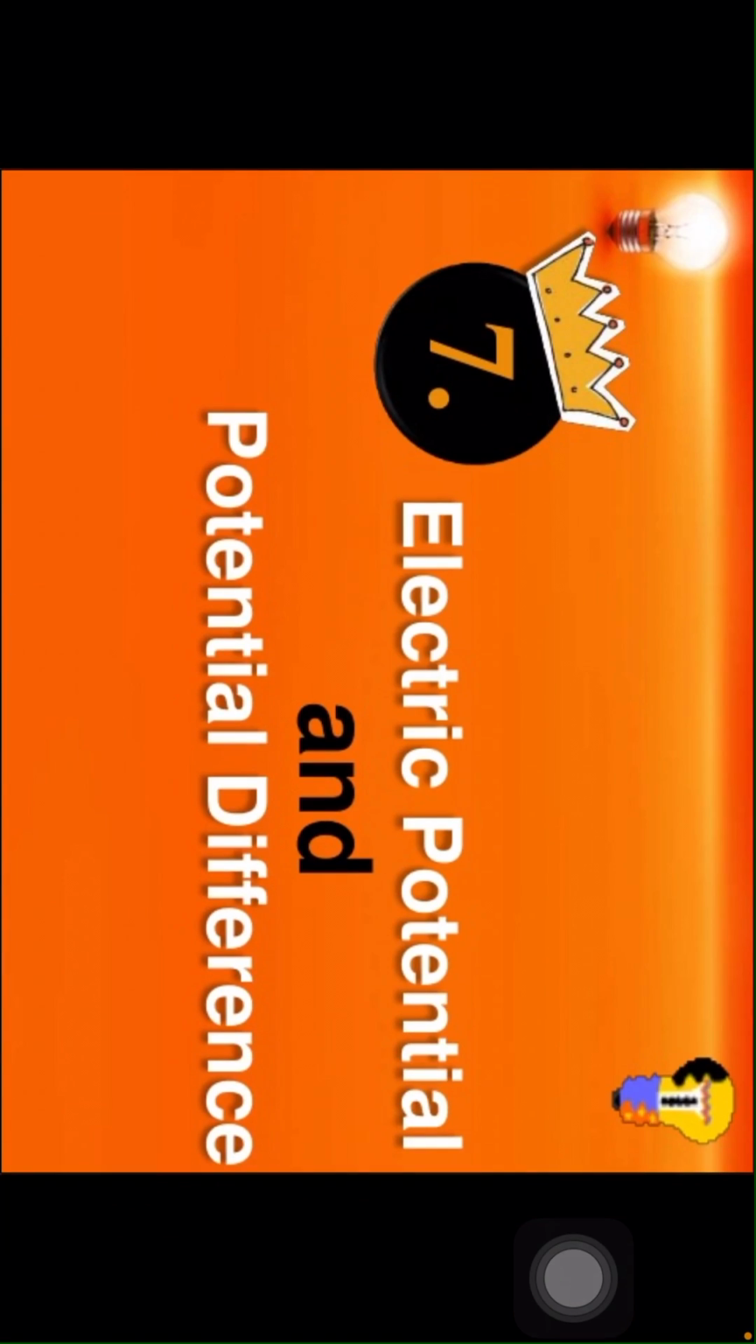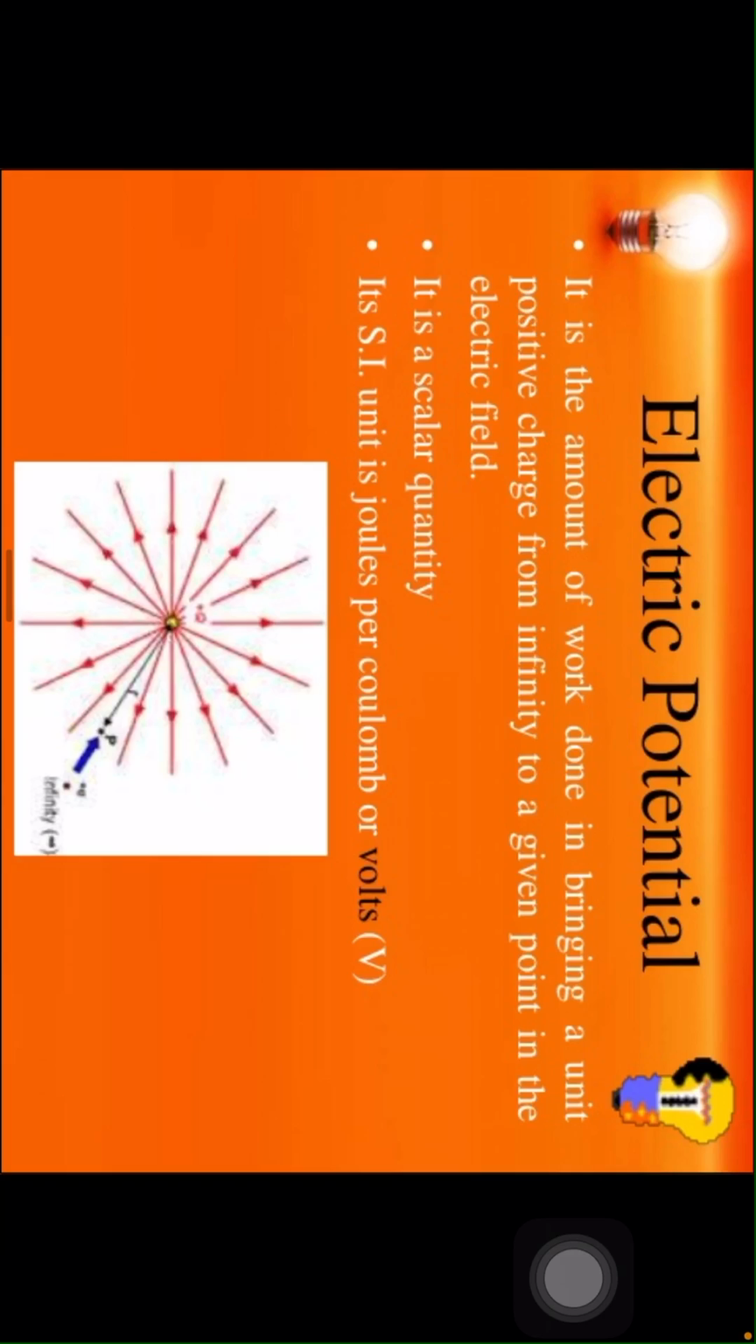Electric potential and potential difference. Electric potential is the amount of work done in bringing a unit positive charge from infinity to a given point in the electric field. It is a scalar quantity. So what does scalar quantity mean, my dear children? Scalar quantities are physical quantities which have only magnitude but no direction. The SI unit of electric potential is joules per coulomb or volts, V.